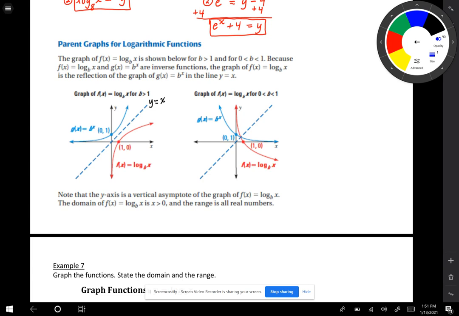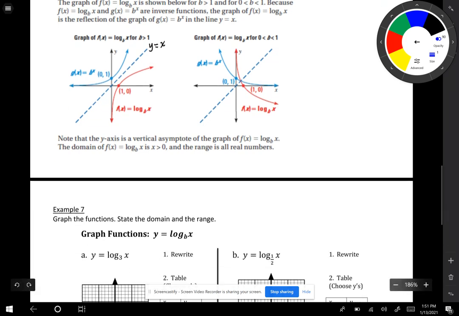And so all I want you to do is just take note that for exponential functions, the blue graph is above the x-axis. So your range is y greater than 0, but your domain is all real numbers. For the red graphs, notice that your y-axis is your asymptote. So your domain is x greater than 0, and the range is all real numbers, positive and negative numbers. And you'll see that easier when we're actually doing the examples. So let's take a look at graphing some.